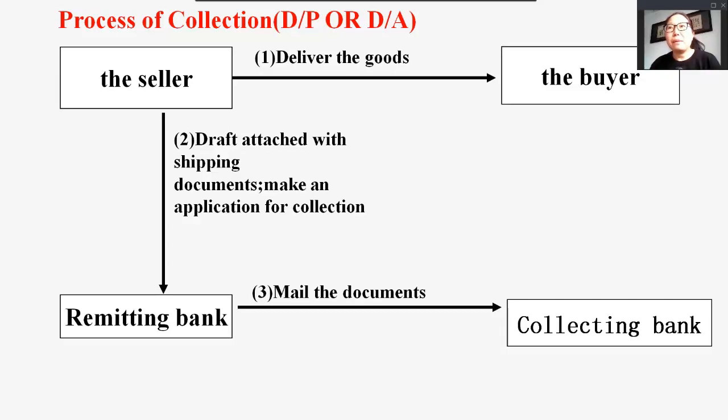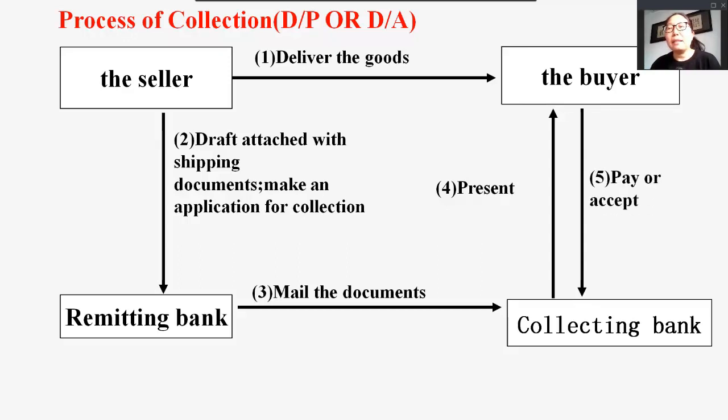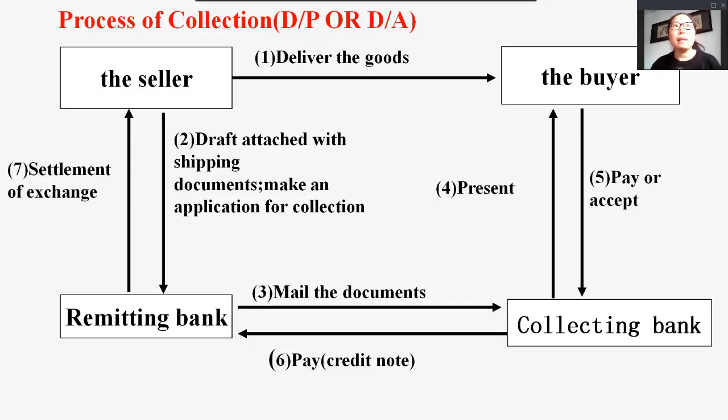So the remitting bank will mail documents to the collecting bank, and the collecting bank will present the documents to the buyer. The buyer will pay or accept the documents within the stipulated time. After the collecting bank gets the money, the bank will pay to the remitting bank, and the remitting bank will settle the business with the seller.